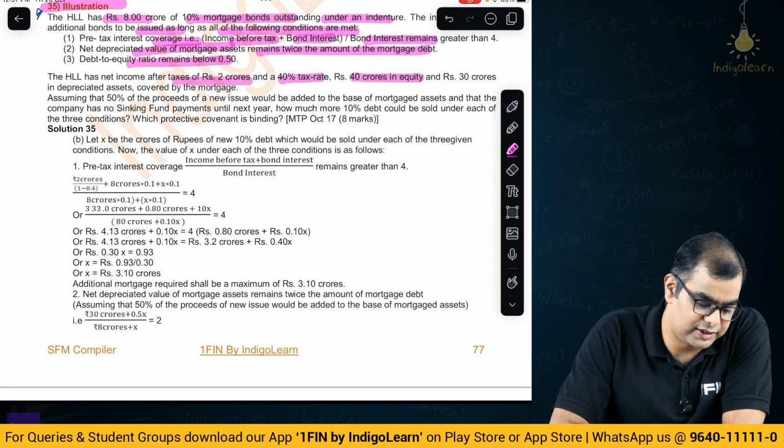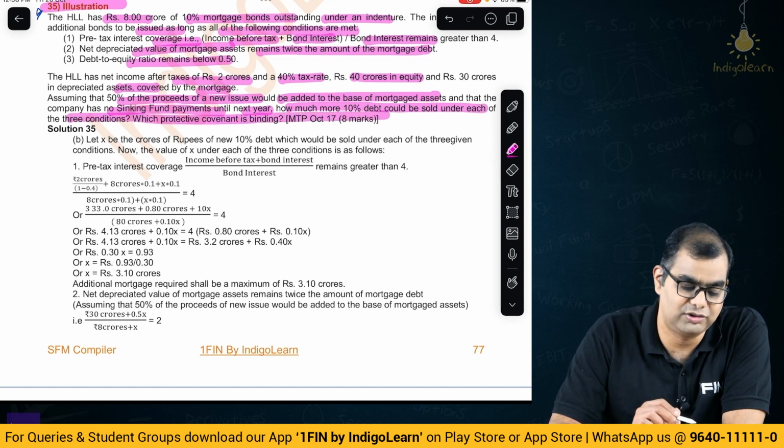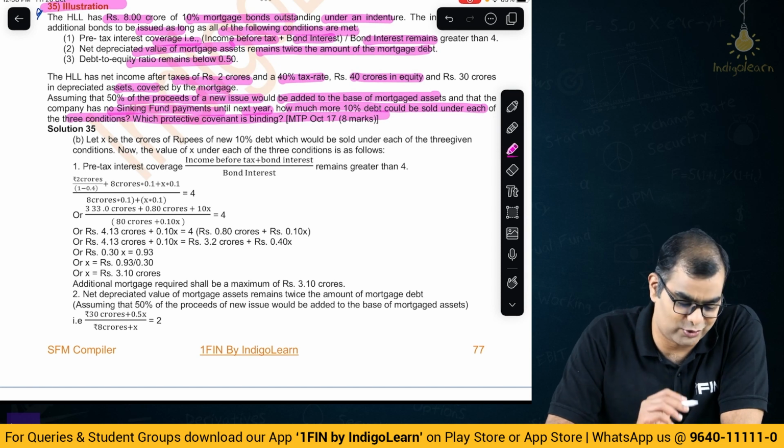40 crores in equity, 30 crores in depreciated assets covered by the mortgage. Assuming that 50% of the proceeds of the new issue would be added to the base of the mortgaged assets, and if the company has no sinking fund payments until next year, how much more 10% debt could be sold under each of the 3 conditions, and which protective covenant is binding? Now, this is a very interesting and twisted question actually.